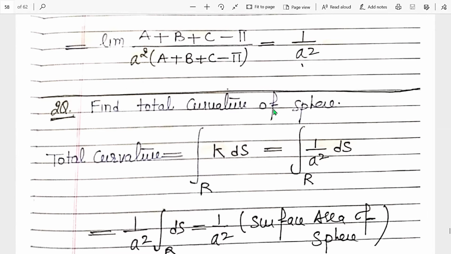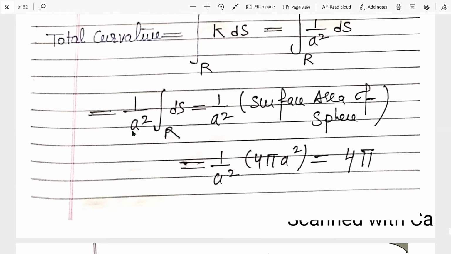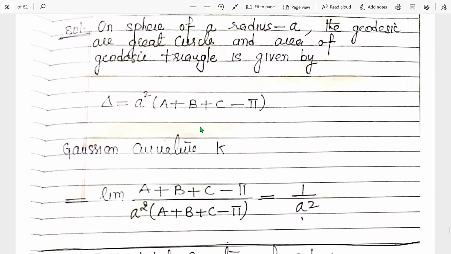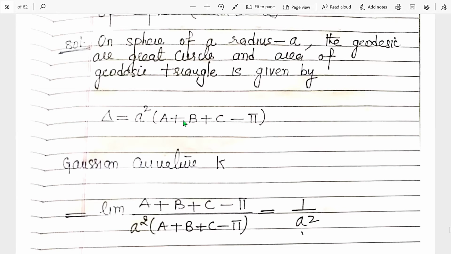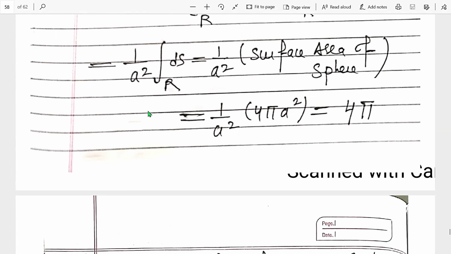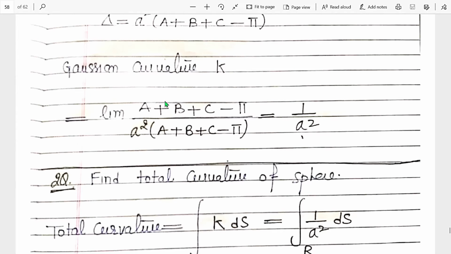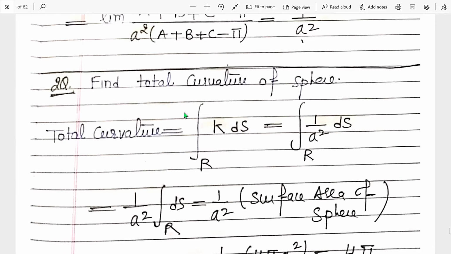Similarly, to find the total curvature of the sphere, the total curvature is equal to the integral of K ds. We know the value of K, so substitute, then we get the value of the total curvature. So in this way, using that result, we can find the Gaussian curvature as well as the total curvature. So here we can find two values: one is the Gaussian curvature, the second is the geodesic total curvature.